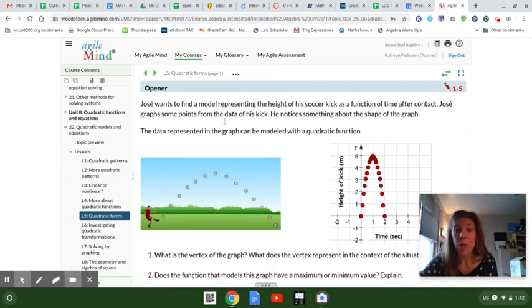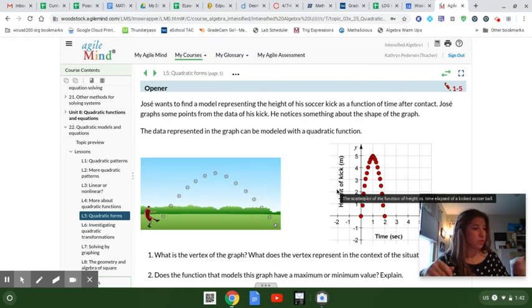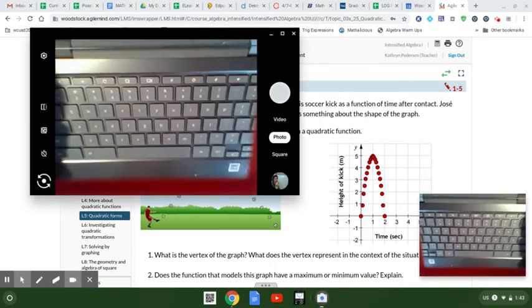Now we are going to go ahead and go through this opener. However, I'm going to switch around my computer and I am going to do the opener in my workbook right along with you. So give me a second to go ahead and flip that around.